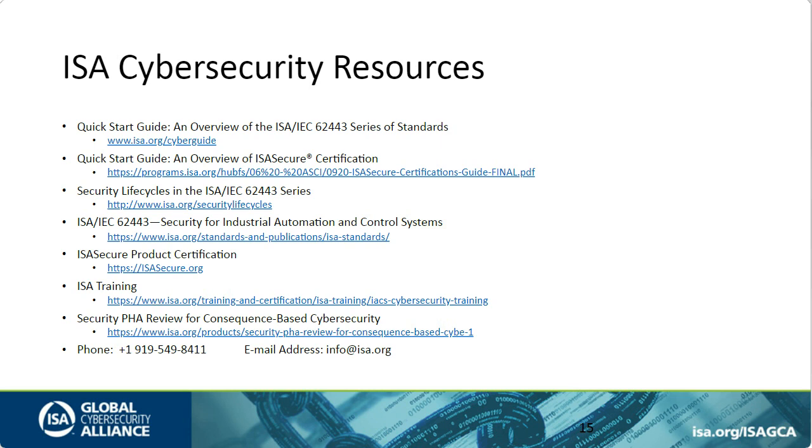I'd recommend looking at isa.org. They have several books that are available on the basic concepts behind security for industrial control systems. I did mention one that was specific on my resources page, which is on the risk assessment process, the cyber PHA risk assessment process, which is a very important part of the overall life cycle and management of risk for industrial automation and control systems.